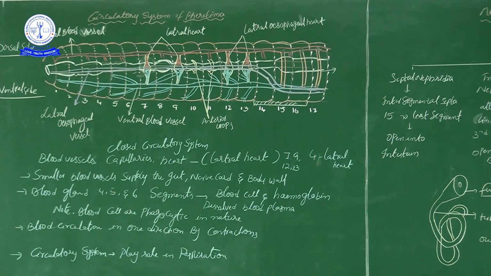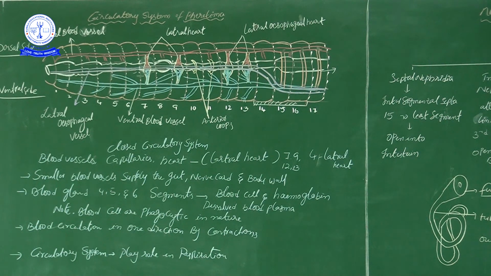The required oxygen will be supplied by the blood flow only. So that is the significance. Along with that, the circulatory system of Pheretima plays an important role in respiration, because the blood has a respiratory pigment, hemoglobin. The hemoglobin carries the oxygen to different body parts. So this plays an important role in respiration.